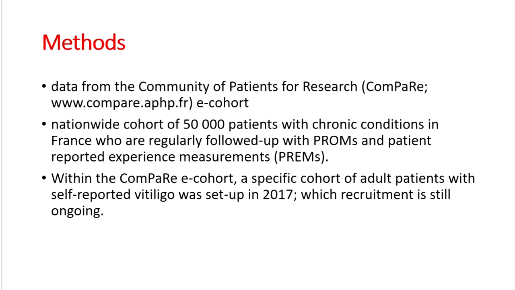So how did we come to that? We have a cohort that is called COMPARE. COMPARE is an e-cohort, a nationwide cohort of 50,000 patients with chronic conditions. Within this cohort of chronic conditions, there is a specific cohort for vitiligo that we have created. This specific cohort was set up in 2007. It's still ongoing, still recruiting. We now have more than 800 patients involved in this cohort.